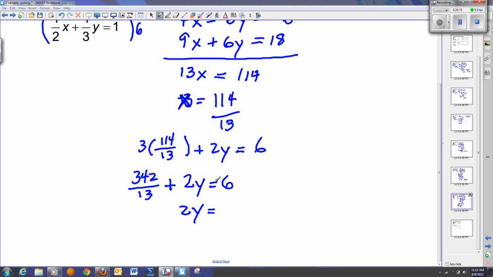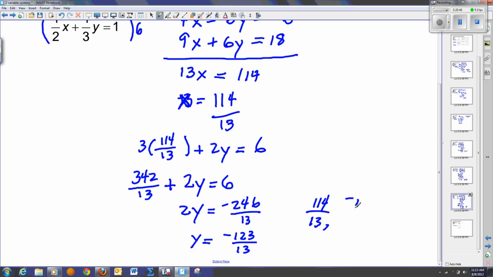And I end up with negative 264 over 13. Divide that guy through. Y equals negative 132 over 13. So my x value, once again, is 114 over 13. My y value is negative 132 over 13. That's about as bad as it's going to get for two variable systems.